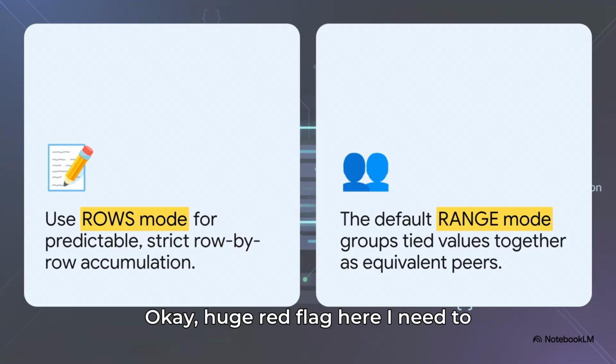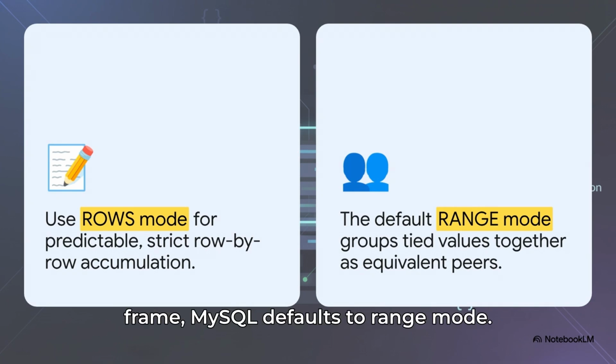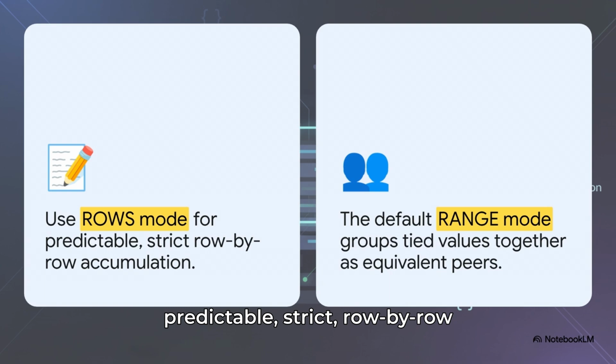Okay, huge red flag here. I need to point out a very common pitfall. If you just use ORDER BY date without specifying the frame, MySQL defaults to RANGE mode, and RANGE mode groups tied values together as peers. So if two transactions happen on the exact same date, they'll both show the identical combined total. If you want predictable, strict, row-by-row accumulation, you should always explicitly define your frame using ROWS mode.